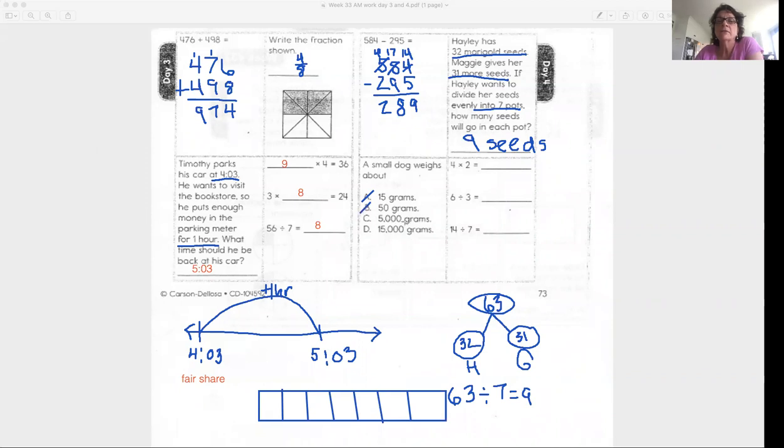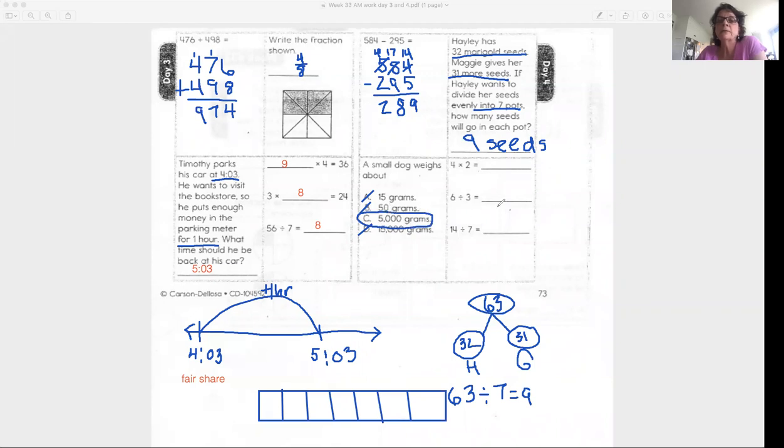Now I've got 5,000 grams. So 5,000 grams, remember there's 1,000 grams in 1 kilogram. So in 5,000 grams, there would be 5 kilograms. Remember, a kilogram benchmark is a baseball bat. So do you think a small dog would weigh as much as 5 baseball bats? That seems like a pretty reasonable estimate. If we come down here to D, 15,000 grams would be 15 kilograms. That would be 15 baseball bats, which would probably be too much. So if we want to choose what is probably the best answer, we would say 5,000 grams, which would be about the same as 5 baseball bats.